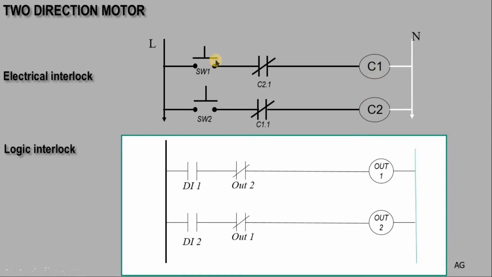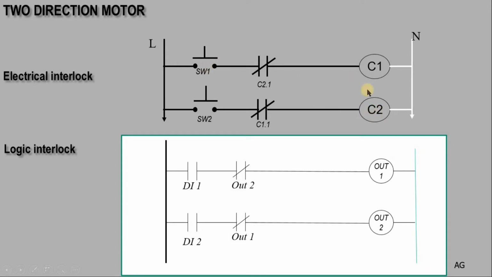Now we talk about a two-directional motor. You want to control one motor with two directions, right and left or up and down. So what you do, you have in the ladder logic, let's look at the wiring first. You have a switch 1 and switch 2. This is for direct, this is for reverse, and then you take one contact from the second contactor and put it in the line for energizing the first contactor, and then another contact from the first contactor in the line to energize the second contactor.